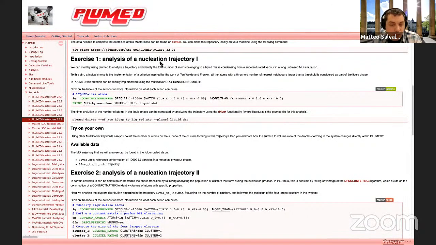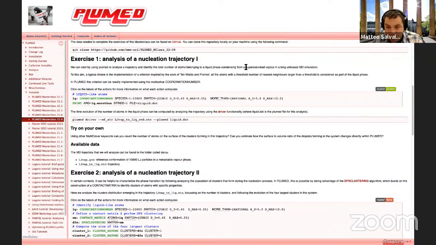So in brief, what this first exercise describes and asks to do is to essentially define a liquid-like criterion for the molecules that are present in the simulation box. And then by computing that liquid-like criterion, it asks to follow the dynamics of what happens in the simulation box. And there is a little bit of a suggestion also on how to run a PLUMED driver to analyze the trajectory that is available in the data set that you can download from GitHub at this address.